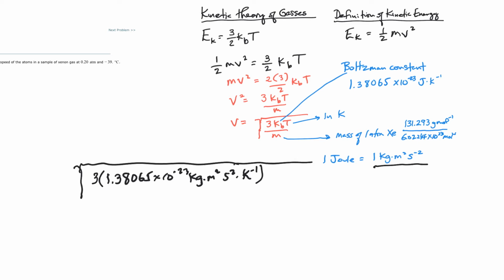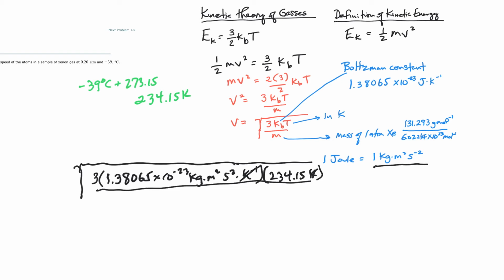Now we want the temperature that we were given. We were given -39. So let's do that up here: -39 Celsius plus 273.15 equals 234.15 Kelvin. And that goes here, 234.15 Kelvin. Kelvin now cancels because I've got Kelvin and Kelvin to the -1. All right, so that's on the top.